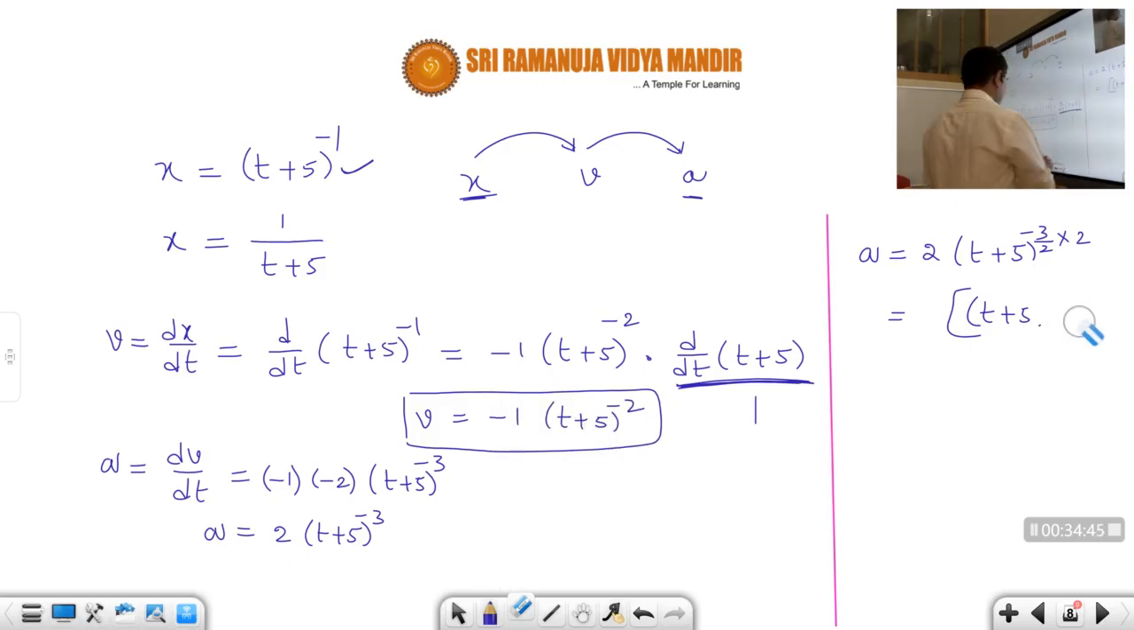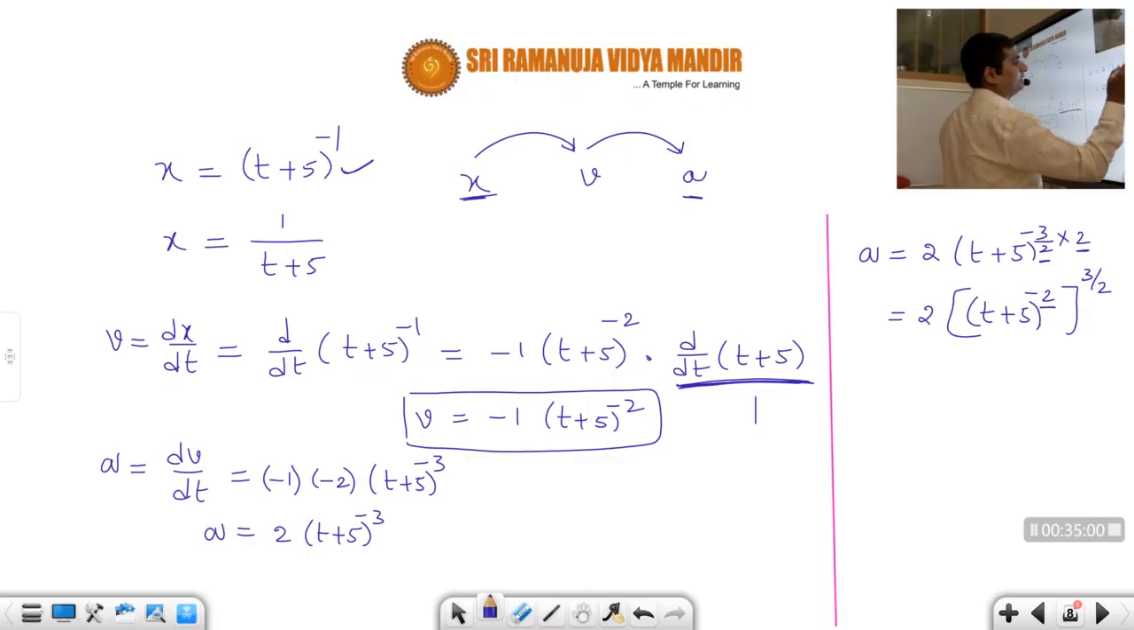Here I can write it as t power minus half whole power minus 2 into 3 by 2. Of course, 2 will be here. So now, is it correct or not, students? This 3 by 2 and 2, I wrote like this. I wrote 2 inside and 3 by 2 outside, in the full bracket.